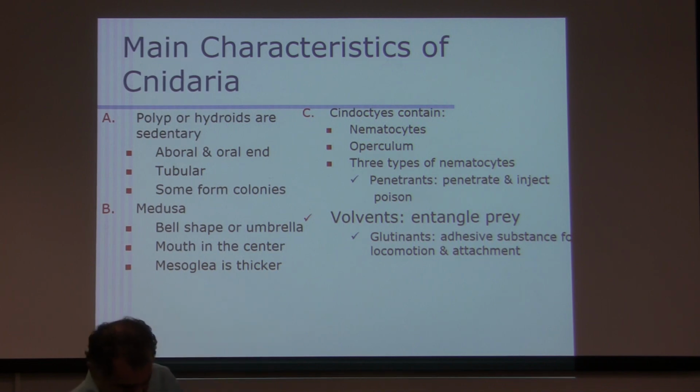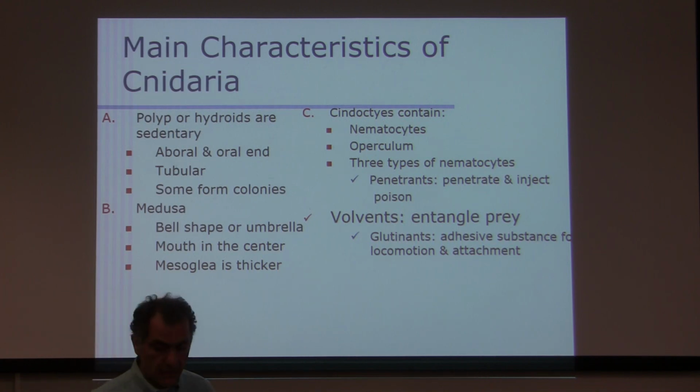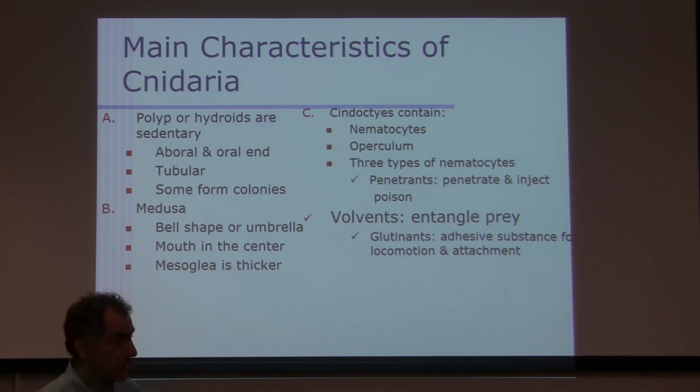And of course, the cnidocytes are scattered throughout the animal, on all of them. Well, you have a lot of them concentrated in the tentacles. And then, again, these are the 3 different types of nematocysts I mentioned. The nematocyst, this here, is what is inside of the cell. There are 3 different types.